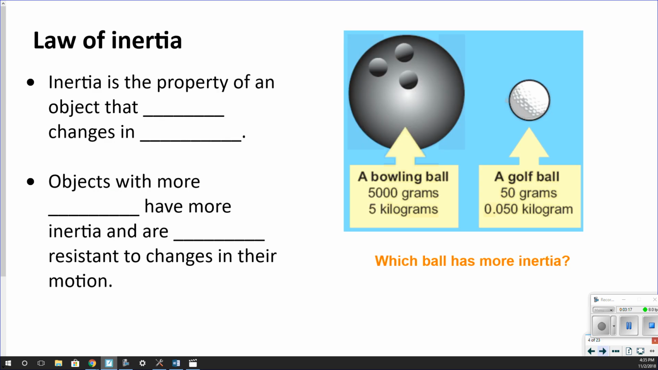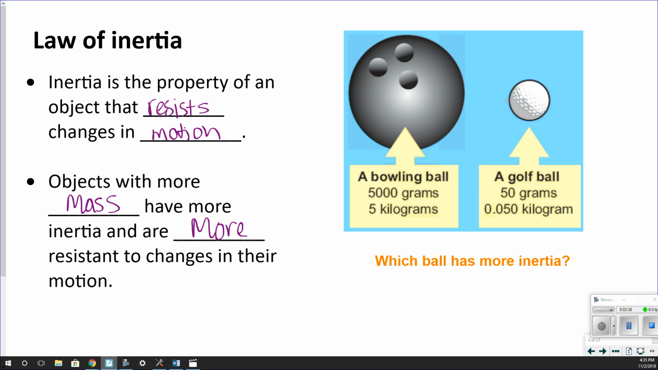Next, inertia is the property of an object that resists changes in motion. Objects with more mass have more inertia and are more resistant to the changes in their motion.